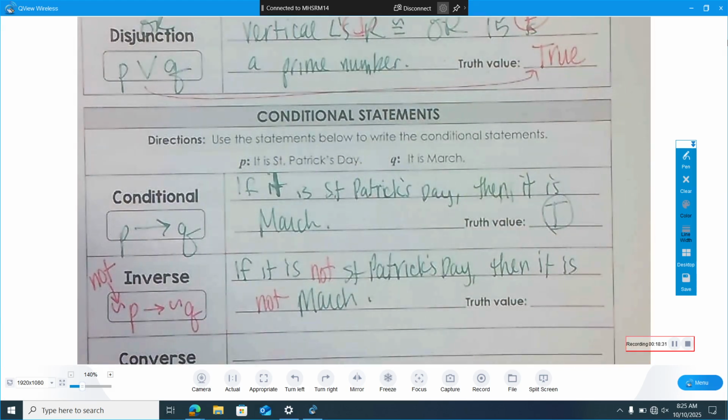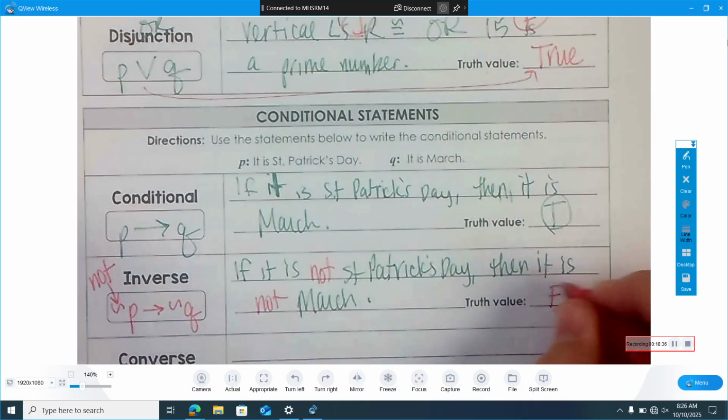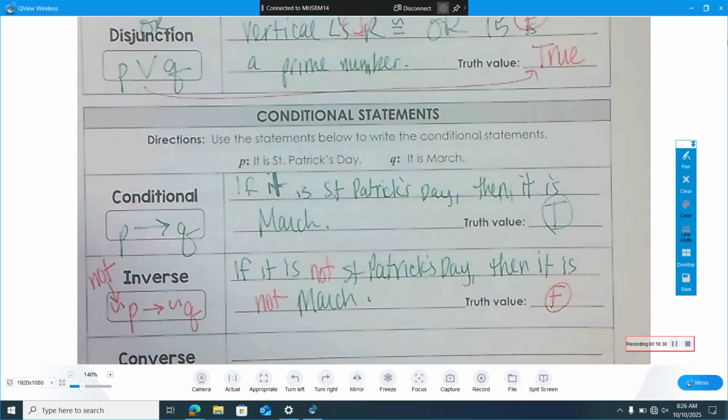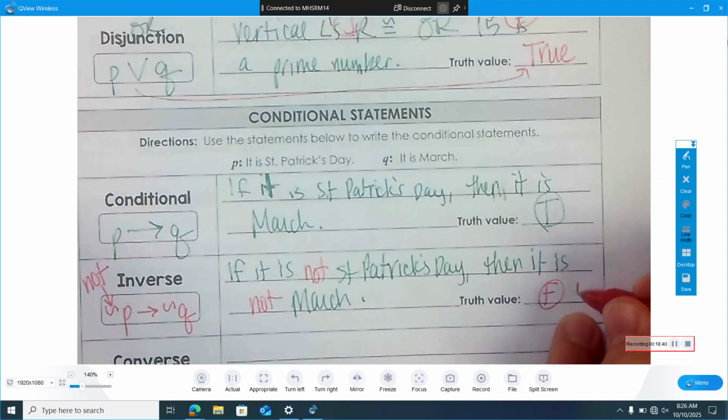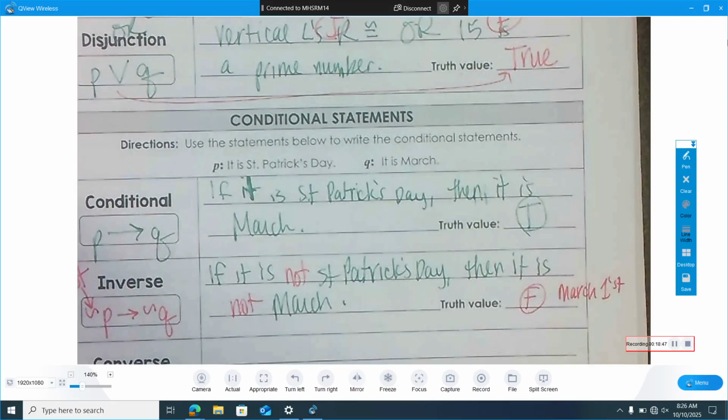True or false? False. Why? Because it can still be March. Yeah, it could be March 1st. Okay, March 1st is not St. Patrick's Day, but it's still March. So that is definitely false.